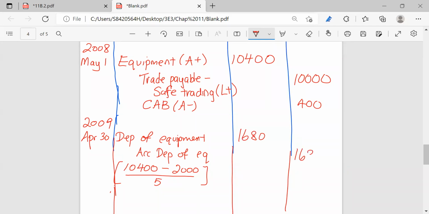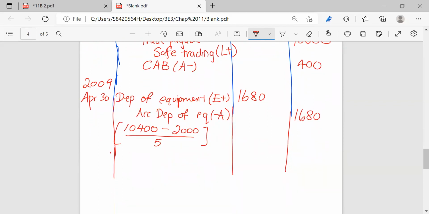Every year, your accumulated depreciation will go up by $1,680. So this is basically recognizing more expense. At the same time, recognizing more of your contra assets. So you will do the same for 2010, April 30th, and 2011. Can I give you 2 minutes to do it?